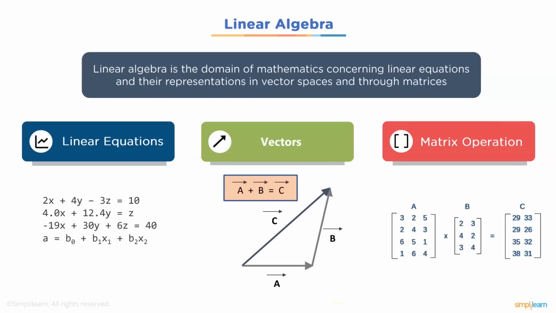Very linear. 10x plus 12.4y equals z. And now you can actually solve these two equations by combining them. And that's where we're talking about a linear equation. In the vectors, we have a plus b equals c.